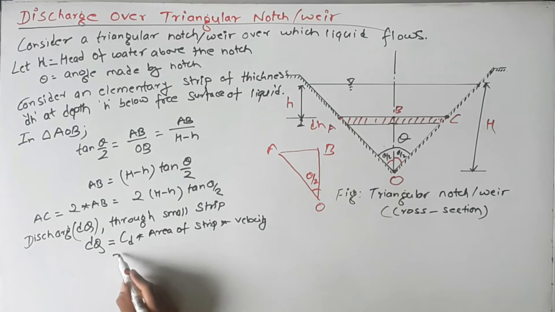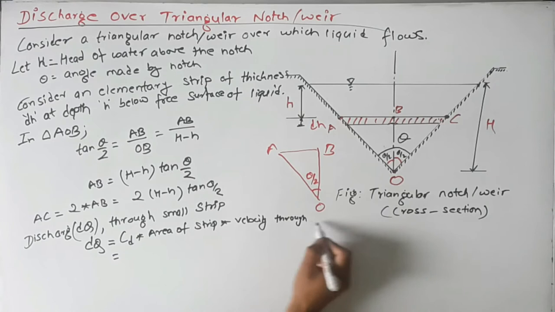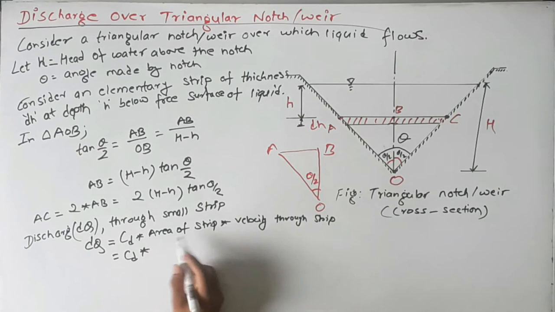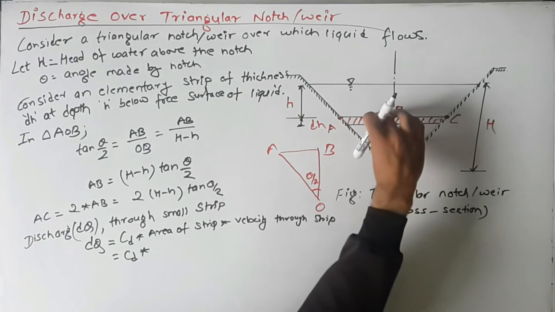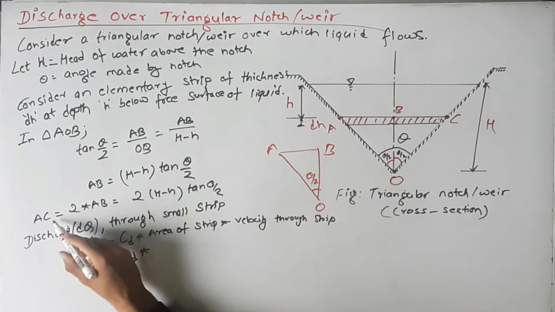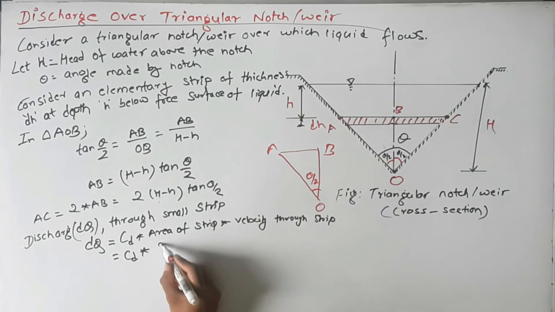Velocity through this strip, Cd is the coefficient of discharge constant, and area of strip. We can calculate this area of strip. Area of strip is this AC into the small thickness dh. AC is 2 into AB, which we calculated here as 2 times (H minus h) tan theta by 2. Area of strip is AC into dh.